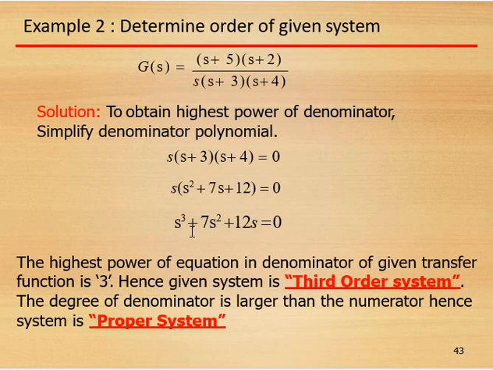So the power of the denominator is greater than the power of the numerator. That's why the system is a proper system. The degree of the denominator is larger than the numerator, hence the system is proper. So this is a third order system, and this system is a proper system. This is a very simple concept.